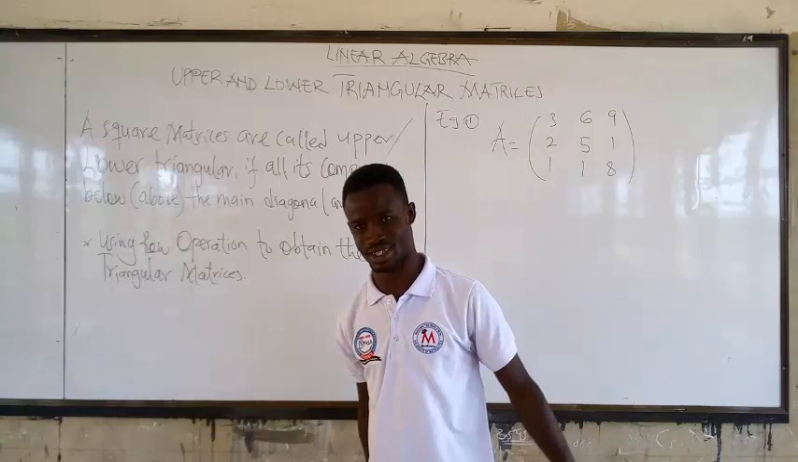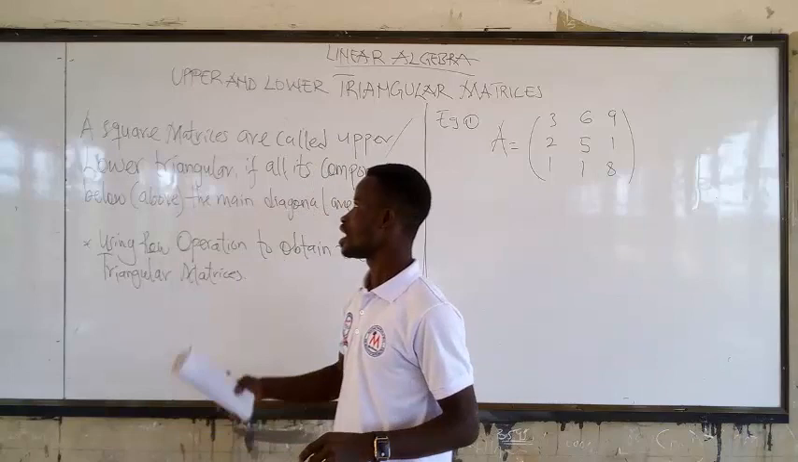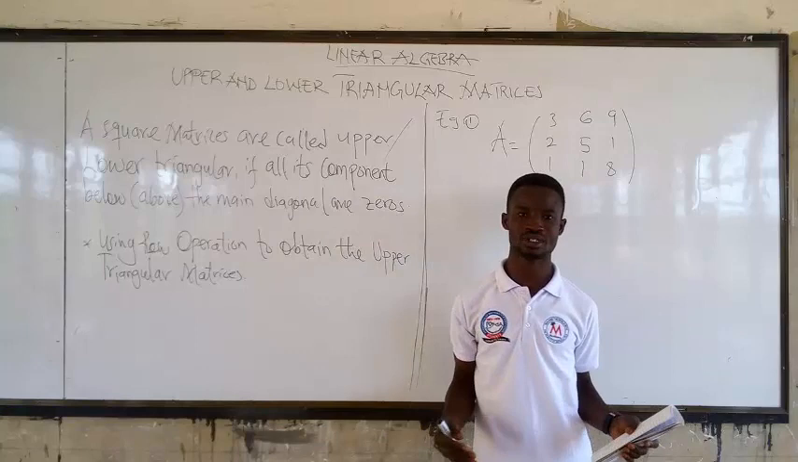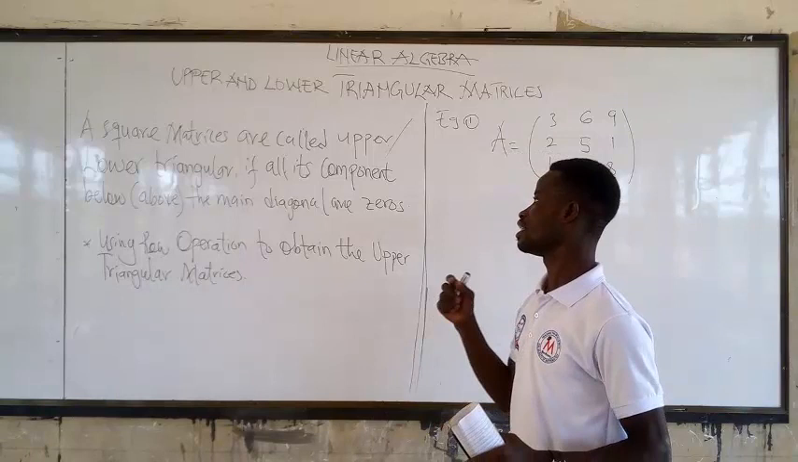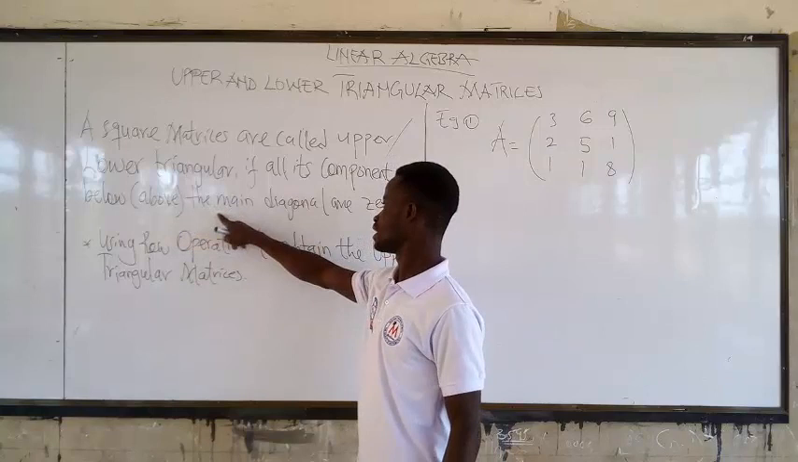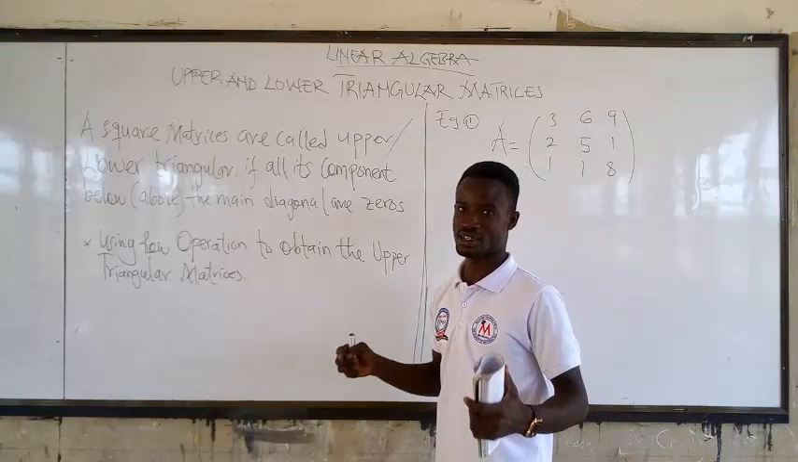Now, a square matrix, we all know a square matrix. 2 by 2 is a square matrix, 3 by 3 is a square matrix, 3 by 2 is not a square matrix. A square matrix is called upper or lower triangular if all its components below or above the main diagonal are zeros. Zeros. What we are saying is like this.